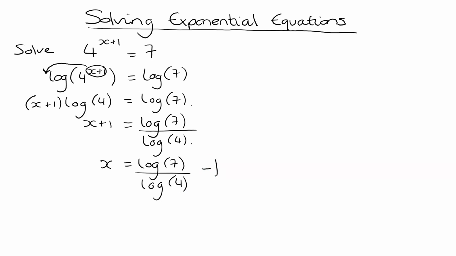Now it might be tempting to rewrite that as log of 7 over 4 minus 1, but you can't. If you remember your log rules, log 7 over 4 would be log of 7 minus log of 4. That's not what we've got here. So definitely don't do that.